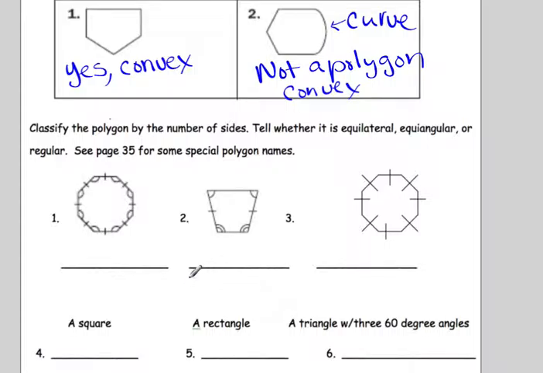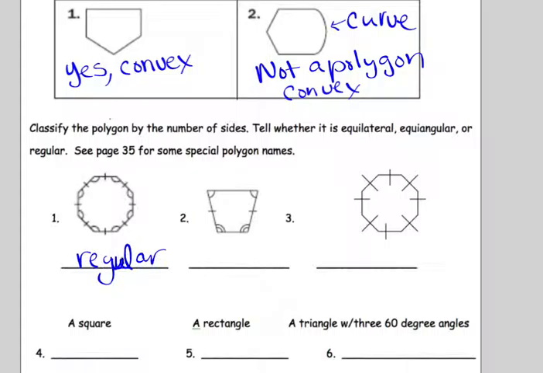Then, right here, it says to classify the polygon by the number of sides. Tell whether it's equilateral, equiangular, or regular. Remember, regular has all the angles marked the same, all the sides marked the same. Equilateral will just have the tick marks on the sides. Equiangular would have all of our angles matching. Number 1, all the angles match and all the sides match, so that is regular.